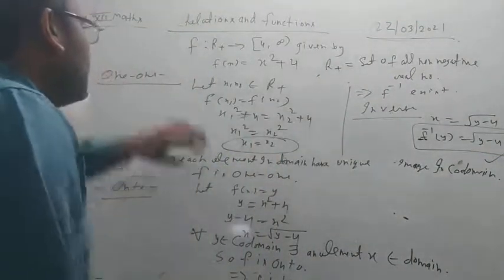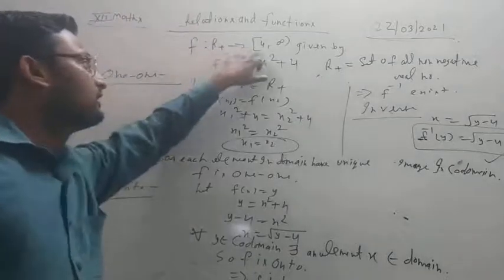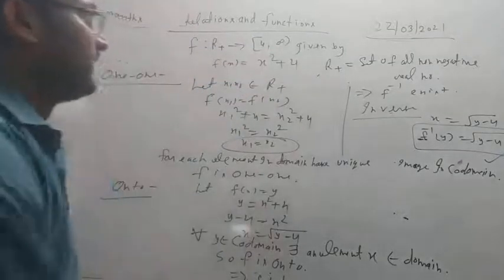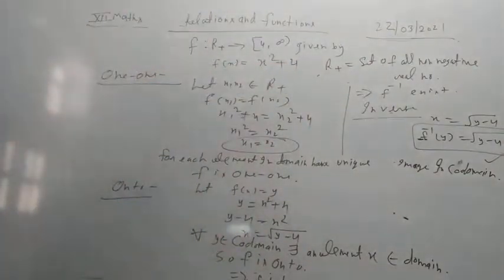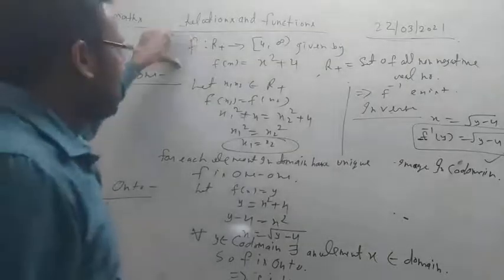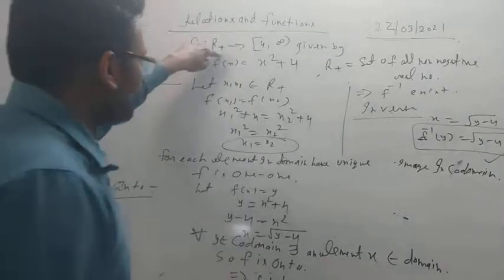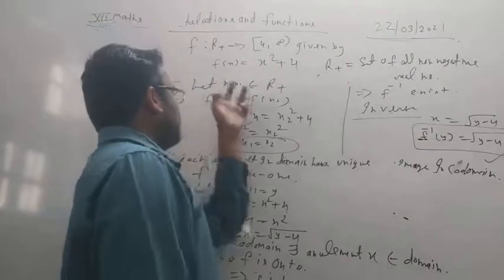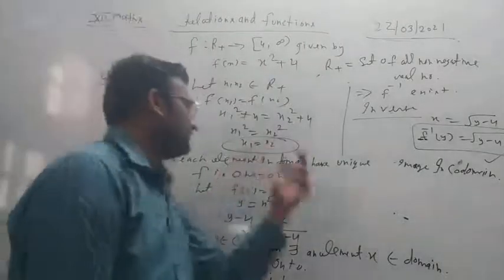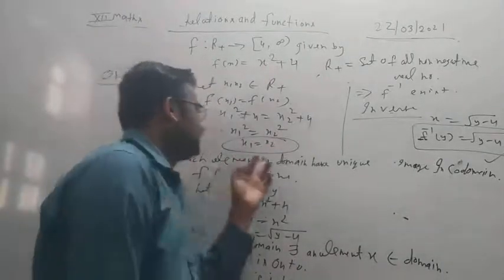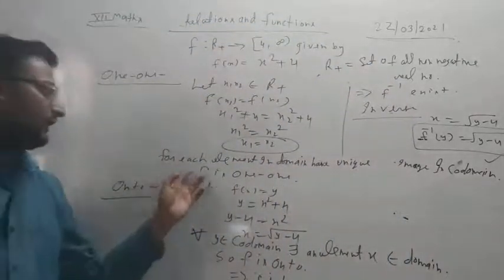Let's see once again. Our question is: the function from R+ to [4, ∞) is given by f(x) = x² + 4, and R+ is the set of non-negative real numbers. So students, when we take two elements of this domain, we write x1, x2 belong to R+, f(x1) = f(x2), which gives x1 = x2. So each element in the domain has a unique image in the codomain. So the function is 1-1.